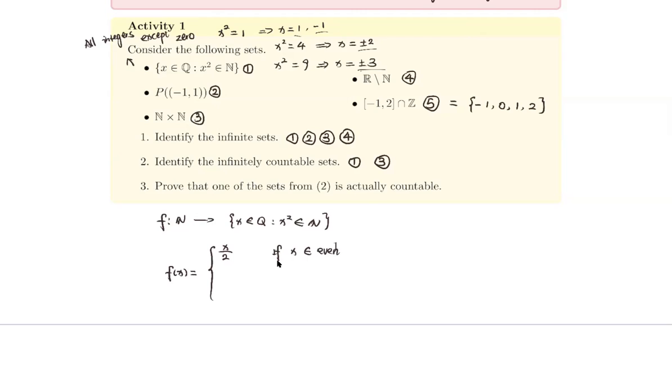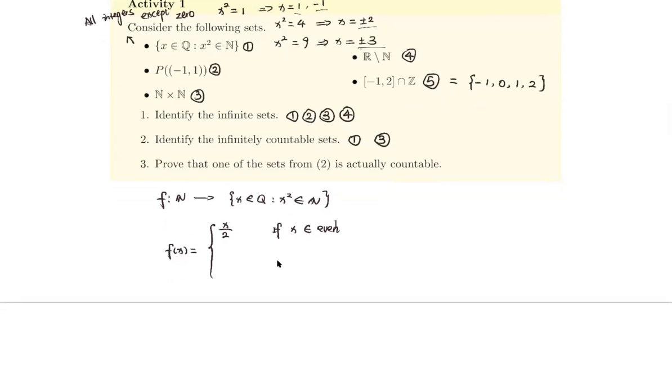Let's see, that's going to give us 1. Oh, I need negative numbers as well. So x is even, so 2 divided by 2 is 1, 4 divided by 2 is 2, so 1, 2, 3, 4. This gives us all the positive numbers. And I need another function to give me all the negative numbers.